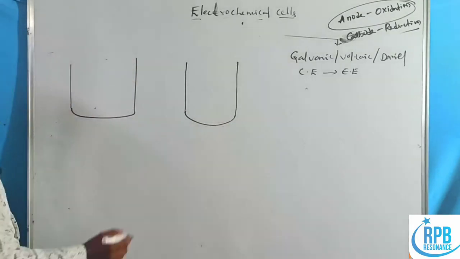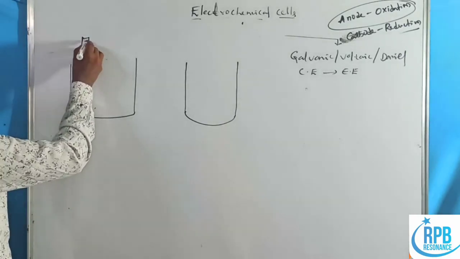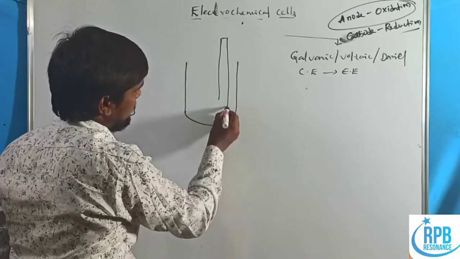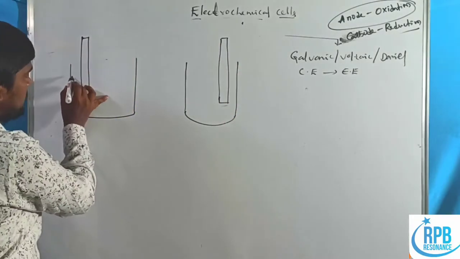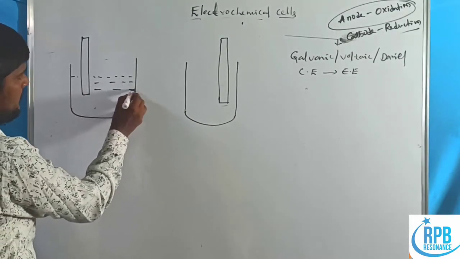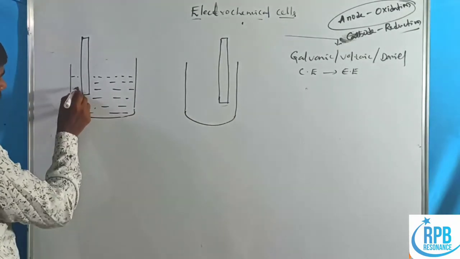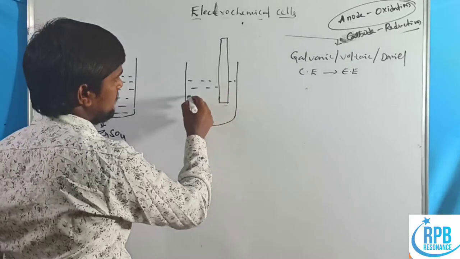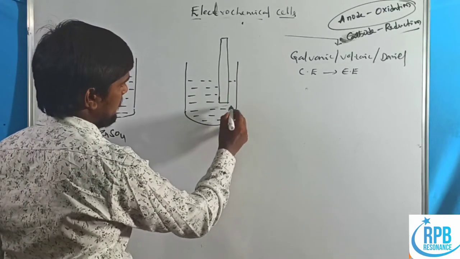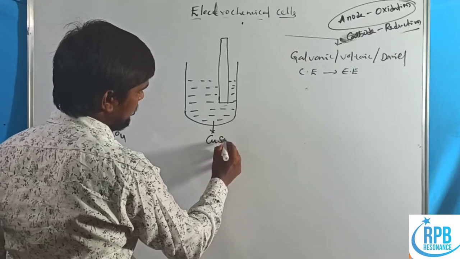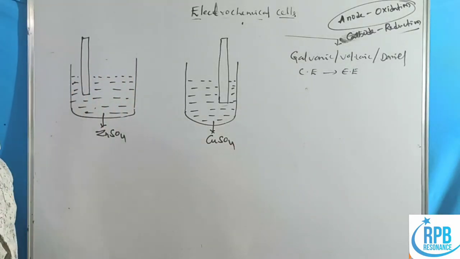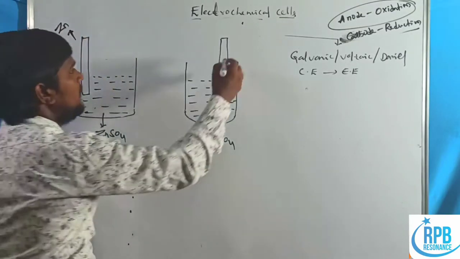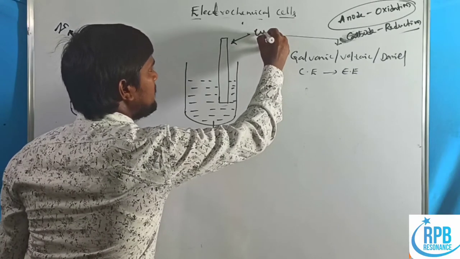These are the two different half cells. Here we dip a rod, that is an electrode. Here also we dip an electrode. In this one it is filled with zinc sulfate electrolyte, so the solution is zinc sulfate. Here the solution is copper sulfate. In the zinc sulfate solution, we dip the zinc rod, that is the zinc electrode. In the copper sulfate solution, we dip the copper rod.